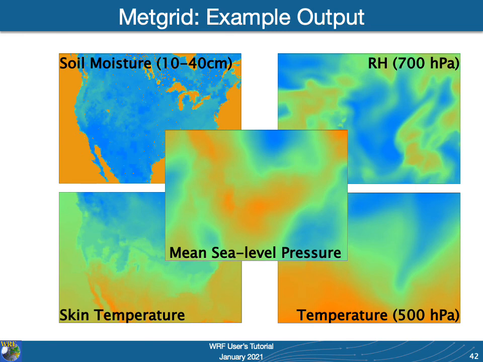On the slide, we're looking at some fields that might be worth checking. An example of a land surface field that's masked is the soil moisture field. An example of an unmasked atmospheric field might be the relative humidity field at some chosen pressure level. We also have fields that are valid at the surface, like skin temperature. We have typically a mean sea level pressure field, and we have other meteorological fields throughout the depth of the atmosphere.